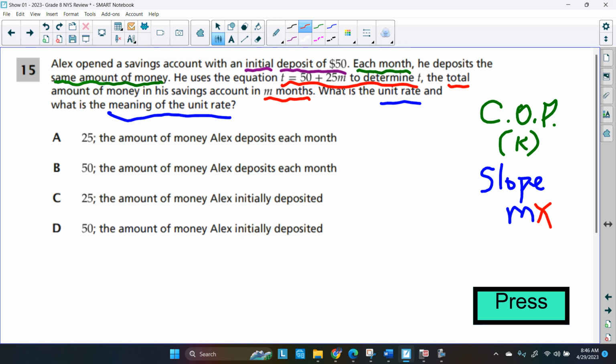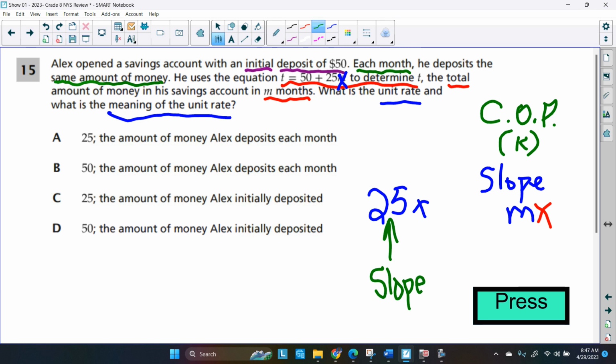Well, this one has an M there. I'm going to make believe that's an X, so that way I don't get confused, because that's how it should be written. But M stands for the amount of months. So we can call it X months usually, but we can call it M months. We can use any letter we like. But it's the 25, which is really important. That is the slope.